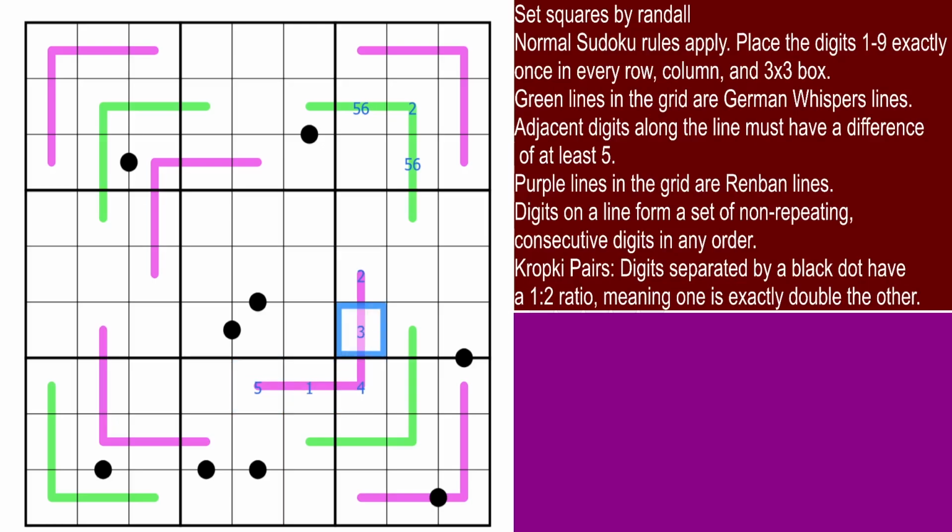Again, I made a mistake. What else do you have? Purple lines we have done, right? Kropki pairs: digits separated by a black dot have a 1:2 ratio, meaning one is exactly double the other, right? So let's take this dot. What a black dot means is that one digit must be double the other. So if you have 2 here, you can have either 1, because 2 is double 1, or you can have 4, where 4 is double 2. So basically these two should be in a 1:2 ratio.